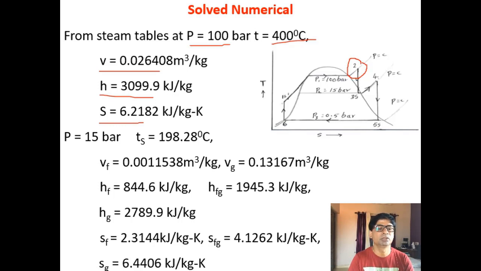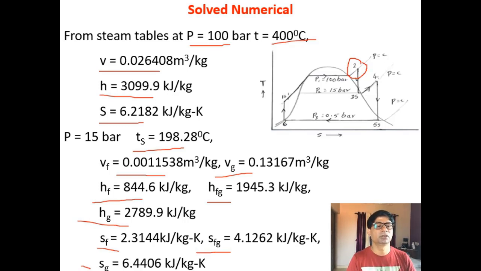Now come to 15 bar, because you want the 15 bar data also, because 3s and 4 are on the 15 bar line. The 15 bar saturation temperature is 198.28 degrees Celsius. Since point 3s is in the two-phase region, you may need the values of VF, VG, HF, HFG, HG, SF, SFG and SG. These you have to note down at 15 bar from the steam table.